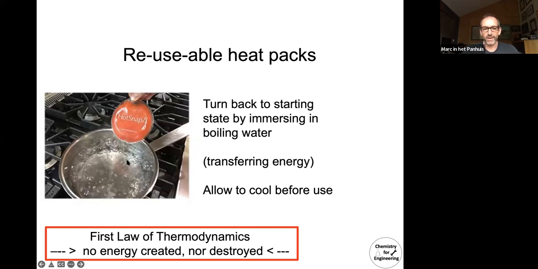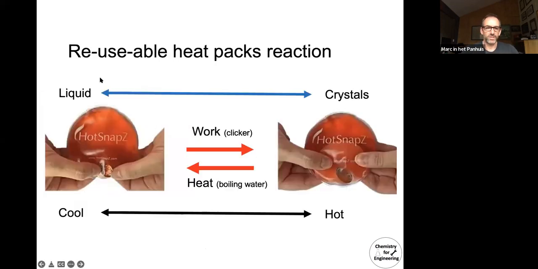But the important thing to realize here is it is a transfer of energy. The heat pack does not create energy. We're simply transferring this heat. So if we look at our diagram again, for the reusable one, we go from liquid to crystal. In one case, we're doing work. So we click, so we do work on the system. That turns it from the cool to the hot state. Then we add heat to it and we go back to its initial state. So we use boiling water and then we allow that to cool.